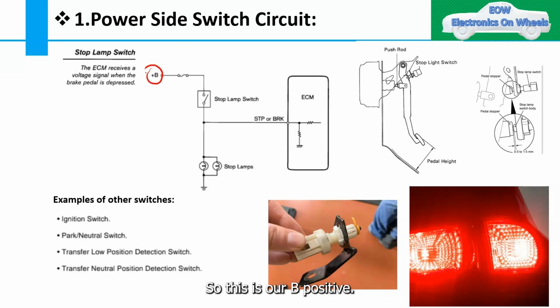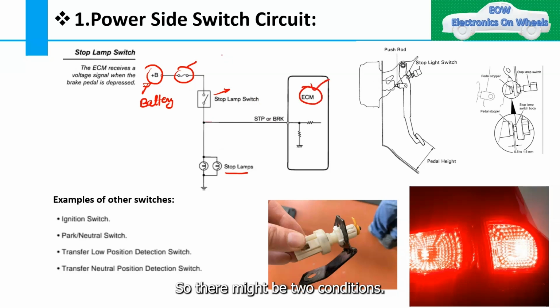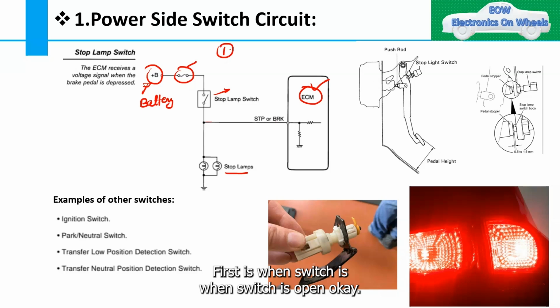So this is our B positive. B positive is nothing but the battery voltage. Here we have put, then this is our fuse. Then this is your stop lamp switch and this is your stop lamp, and this is how it is connected to the ECM. So there might be two conditions. First is when the switch is open.